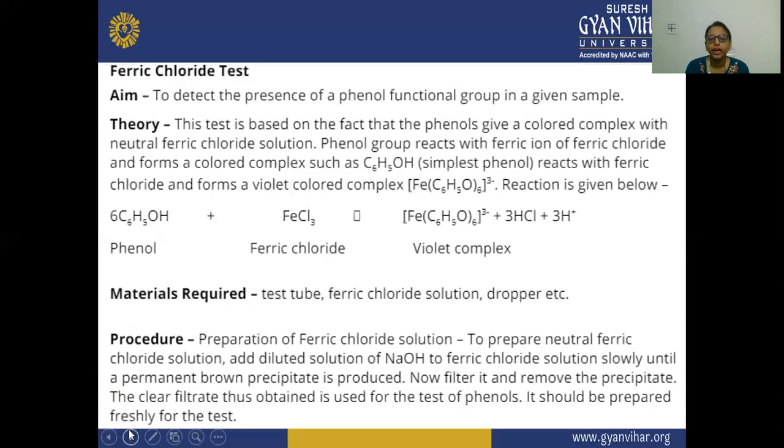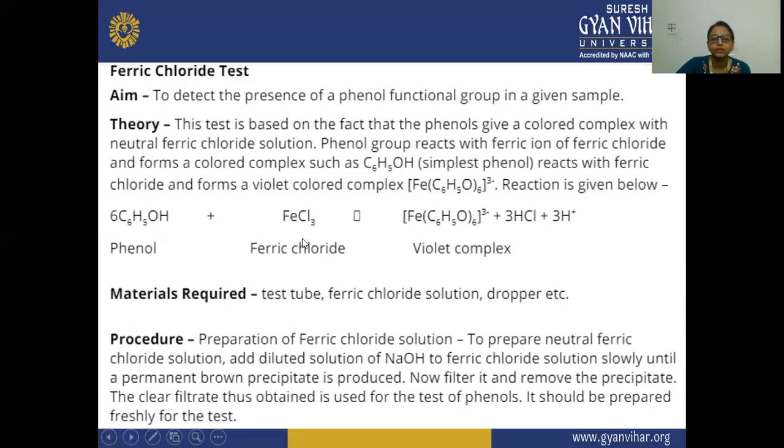After that, the ferric ion of this ferric chloride forms a complex with the phenol, and then reacts with this ferric chloride to form a violet complex. Here the violet complex is formed, which contains FeC6H5O6. So the ferric ion from the ferric chloride is forming a complex with the phenol. You can see here, this is forming a complex.